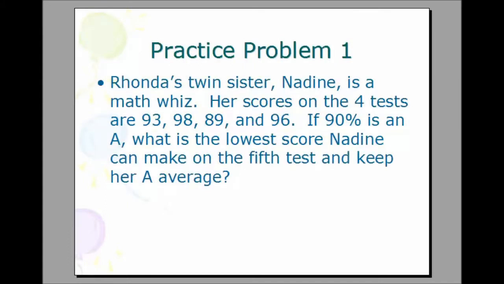Practice problem 1. Rhonda's twin sister Nadine is a math whiz. Her scores on the 4 tests are 93, 98, 89, and 96. If 90% is an A, what is the lowest score Nadine can make on the 5th test and keep her A average?